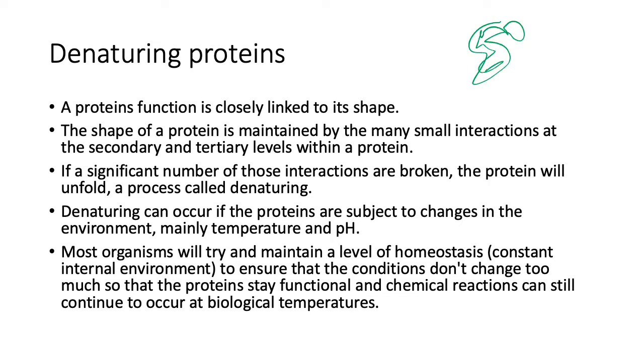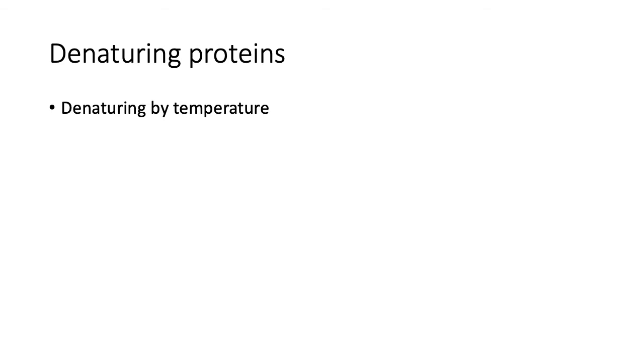So here's my protein. It's a tangled mess of stuff, but it's in that shape. It's being held together by all those bonds, or all those interactions. If you break enough of those interactions, then the protein turns into a whole brand new shape, and it's not supposed to do what it's supposed to do, and therefore it's denatured. So we can denature a couple of ways, by temperature or pH.